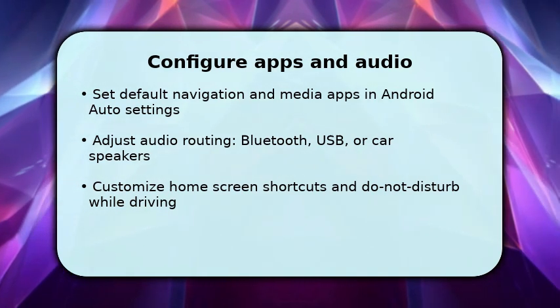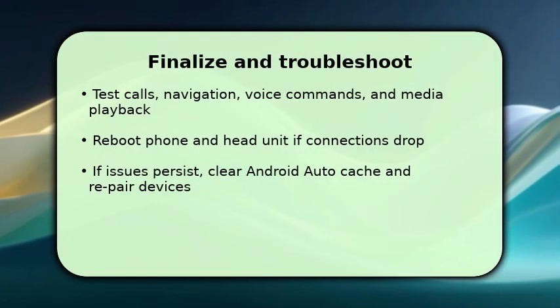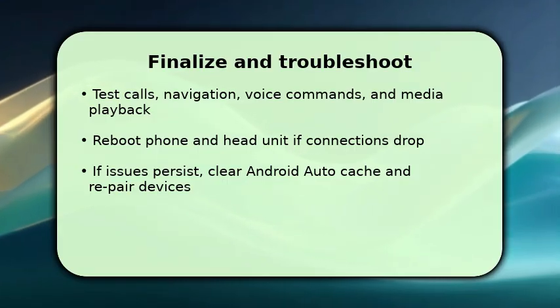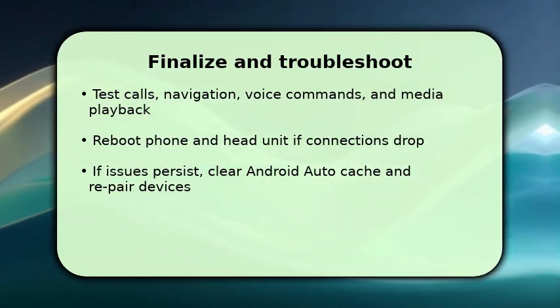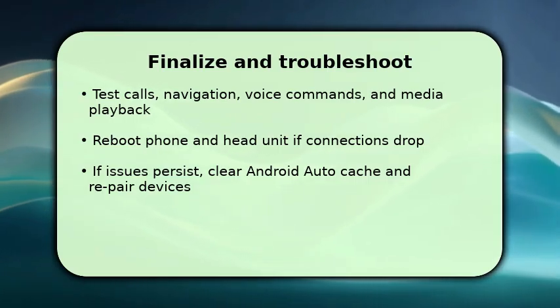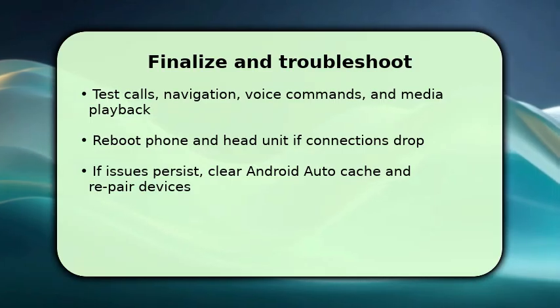You finish by validating core functions and handling common failures. Test a voice command, start navigation, play a song, and place a call to confirm microphone and speaker routing. If the connection drops or apps lag, reboot both your phone and the Aura head unit, then reconnect.